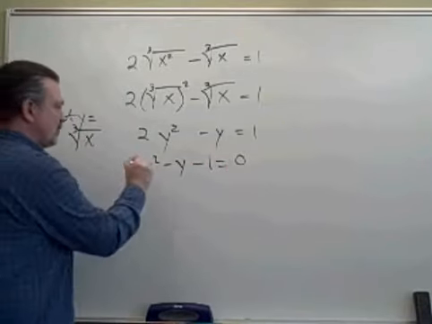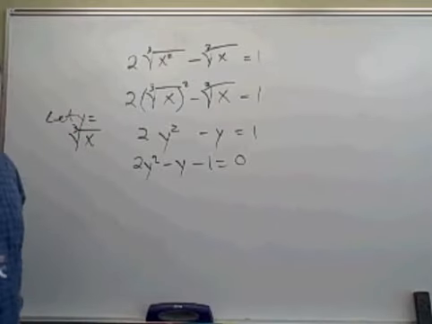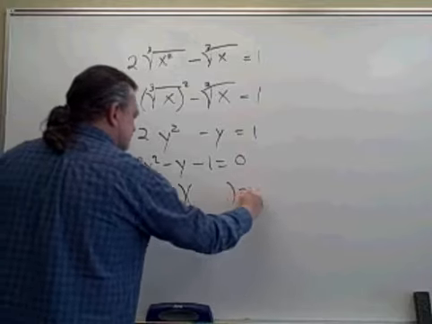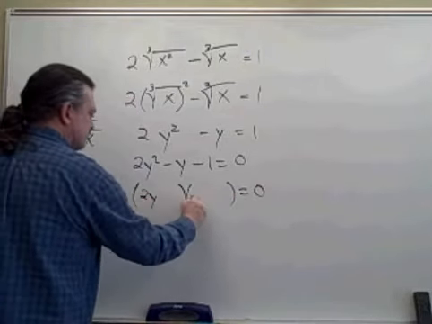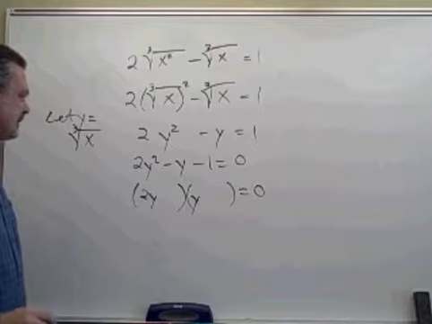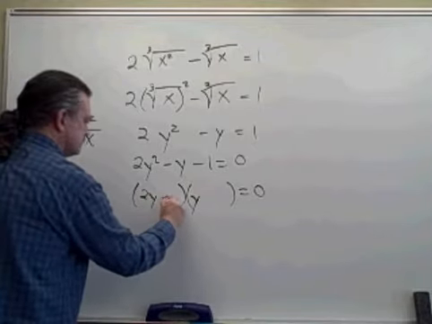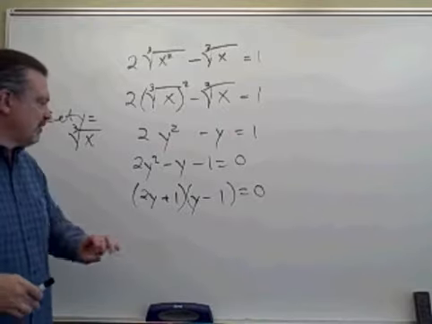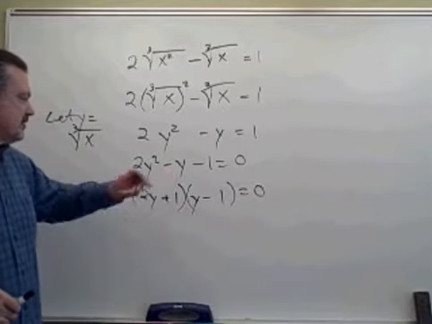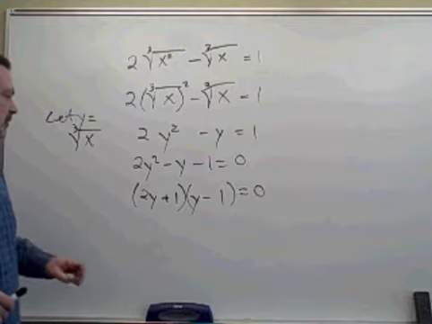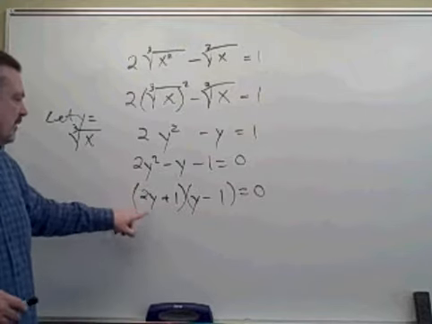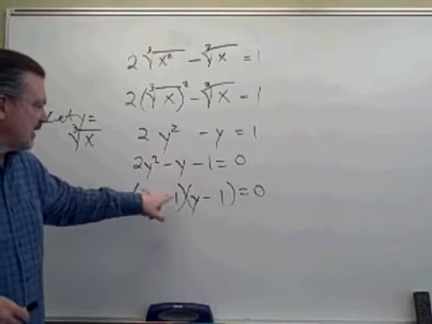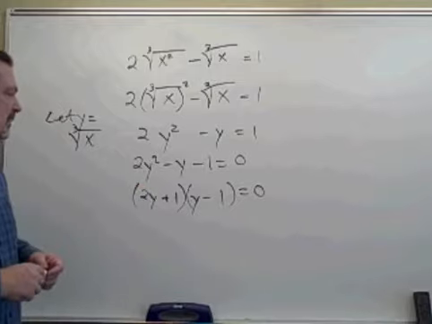Put it in standard form. And let's check and see if it's factorable. I think it will be. I believe that pair of binomials has their product, this trinomial. 2y times y is 2y squared. Minus 2y plus 1y gives me minus 1y. Plus 1 times minus 1 is minus 1.